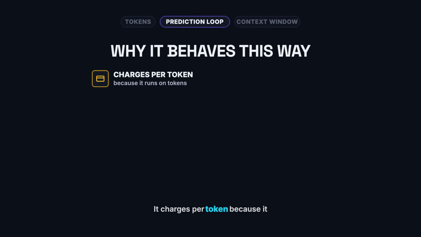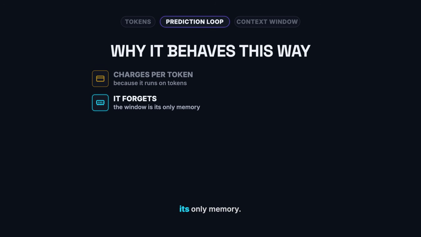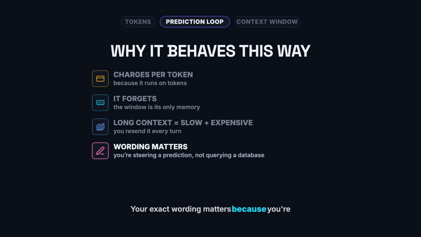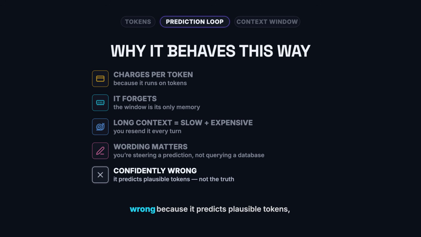It charges per token because it runs on tokens. It forgets because the window is its only memory. Long context is slow and expensive because you resend it every turn. Your exact wording matters because you're steering a prediction, not querying a database. And it can be confidently, completely wrong because it predicts plausible tokens, not the truth. We'll fix that last one later.